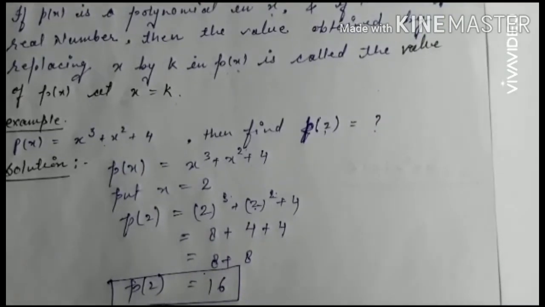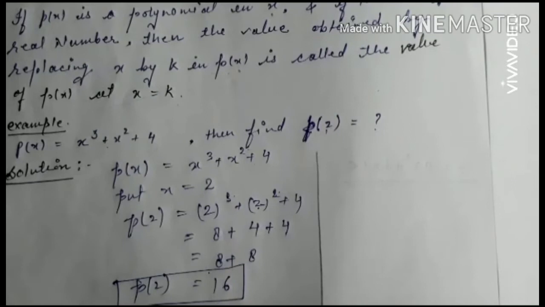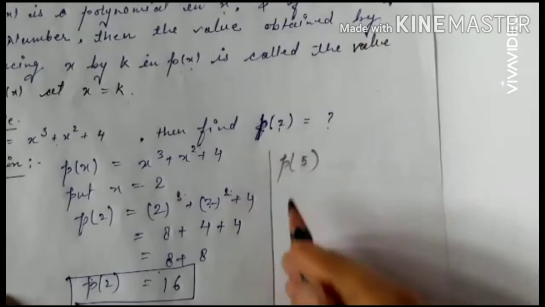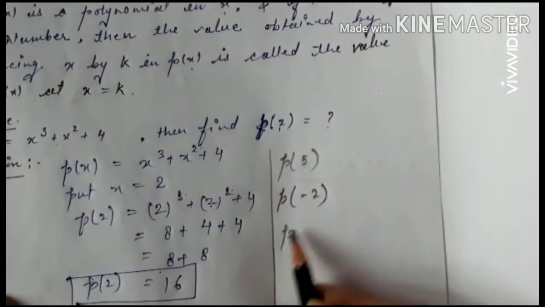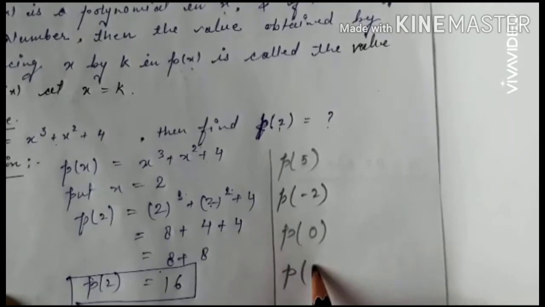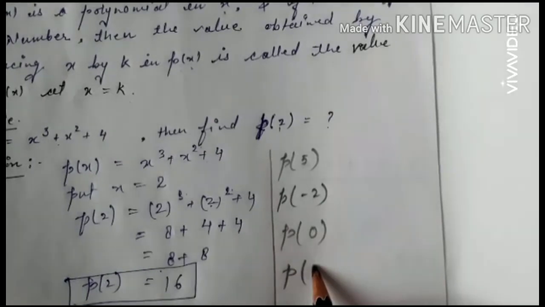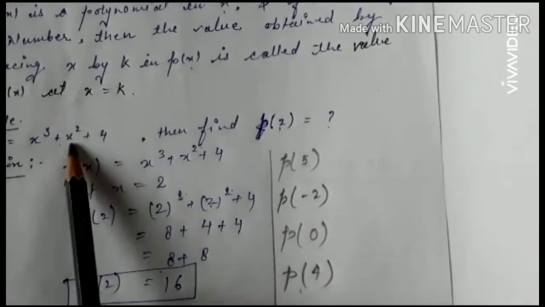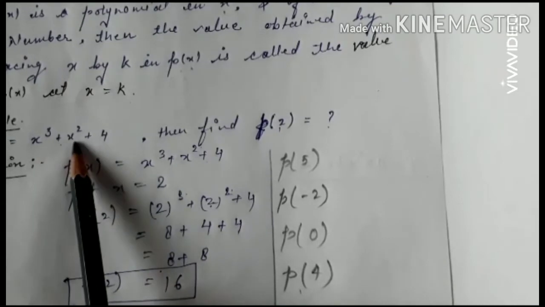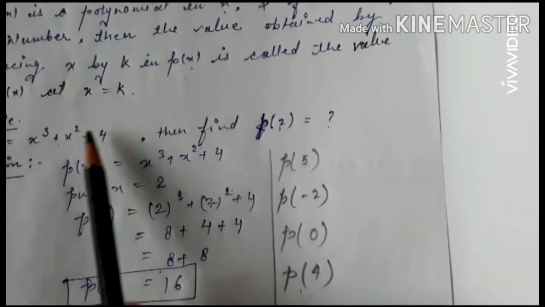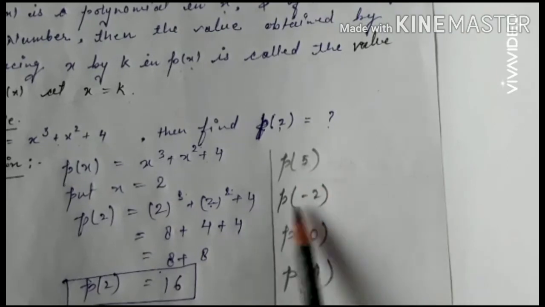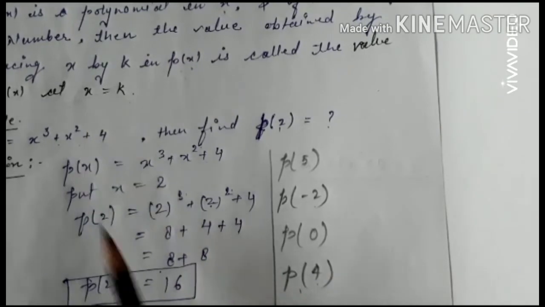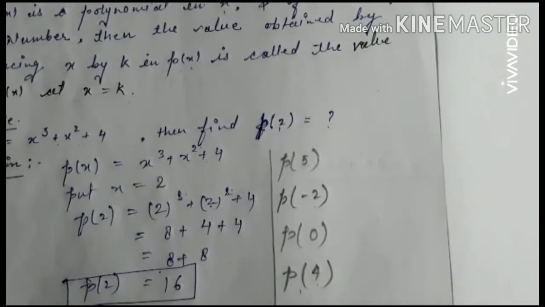Now you will do this one. For the same polynomial, x cube plus x square plus 4, you have to find the values of p(5), p(minus 2), p(0) and p(4). This is called the value of the polynomial.